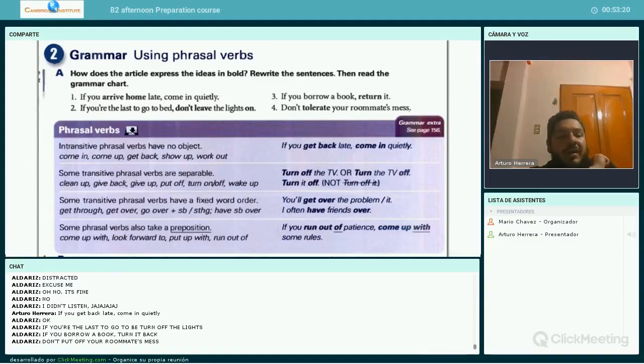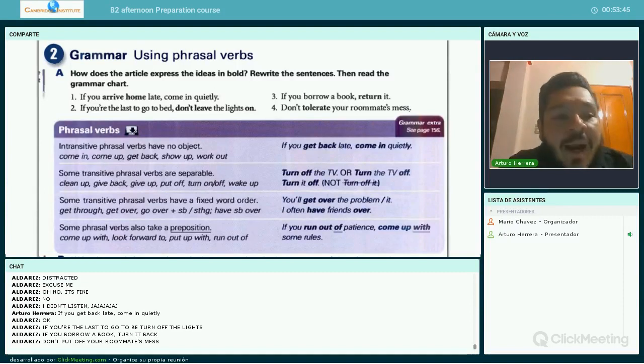Now, let's see the chart below. Phrasal verbs. We have four categories. Intransitive phrasal verbs, some transitive phrasal verbs, and the phrasal verbs with a preposition. The easiest of them are the intransitive. What is an intransitive phrasal verb? What is intransitive?